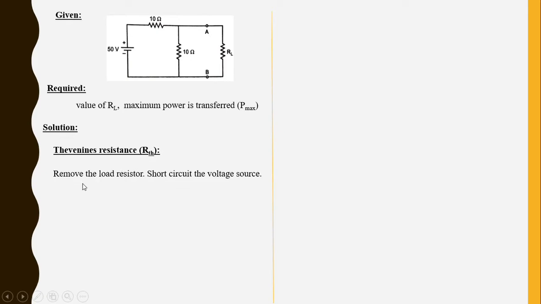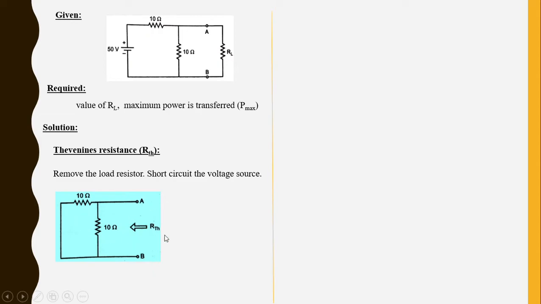To find the RTH, that is Thevenin's resistance, first we have to remove the load resistor. Terminals A and B kept it open after removing load resistor, and then short circuit voltage source. We are not considering 50 volt source. The terminals are short circuited. Look at the circuit diagram.